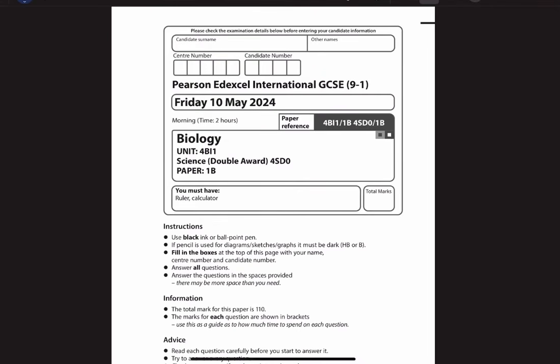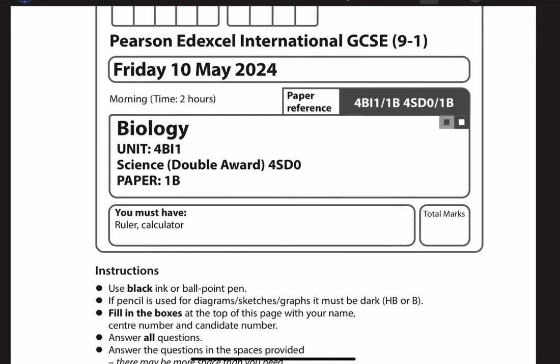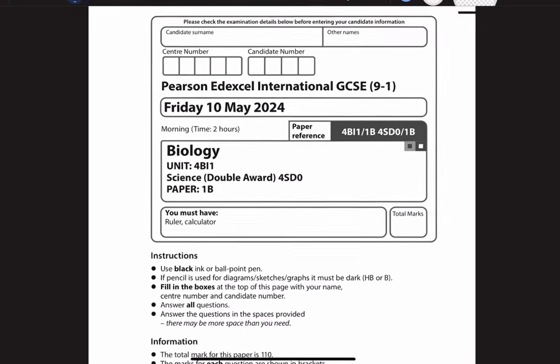Today we have an IGCSE biology paper. This is a 4BI 1B, and this is paper 1. So remember, if you're triple science and if you're double science, you both have to complete this paper, and it's worth a lot of marks, so you better pay attention.